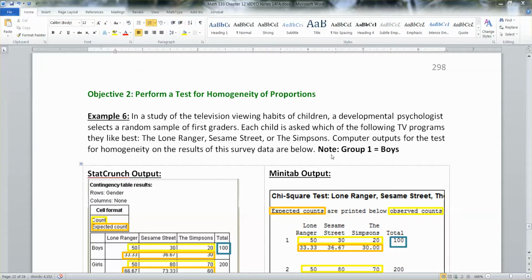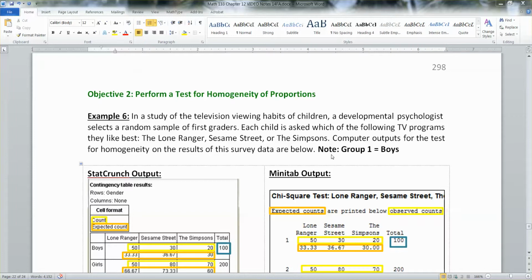A developmental psychologist selects a random sample of first graders. Each child is asked which of the following TV programs they like best: The Lone Ranger, Sesame Street, or The Simpsons. Computer outputs for the tests for homogeneity on the results of the survey are below. And as I recall from this particular study, I think they showed them one of each of those shows. So they showed the kids a Lone Ranger, a Sesame Street, and a Simpsons, and then asked them which one they liked best.